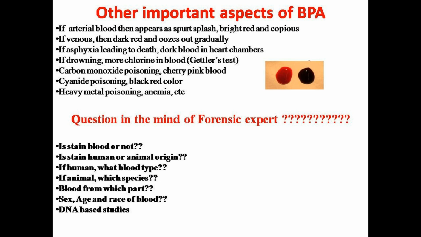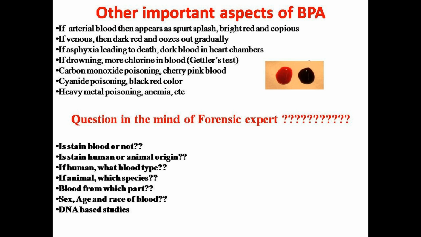Now, there are certain things which we have to consider while doing the blood pattern analysis. So, there are certain questions which should come into the mind of a forensic expert while observing the blood stains. First is whether the sample or the blood stain which he is taking is blood only or something else. Is the sample which he has taken human blood or animal blood, and if it is animal blood, which species it might be. Then if it is human blood, what is its blood type?